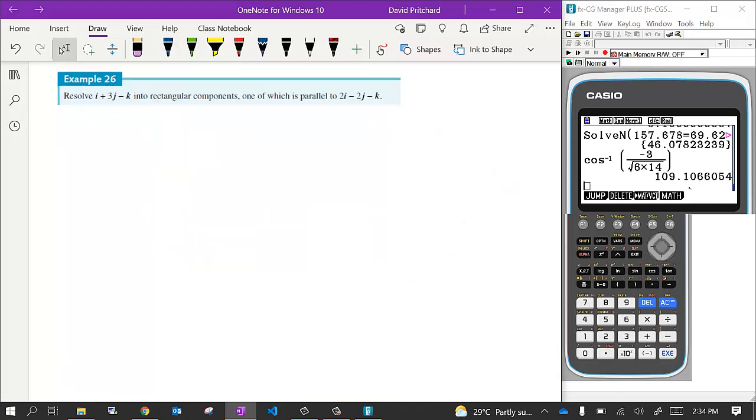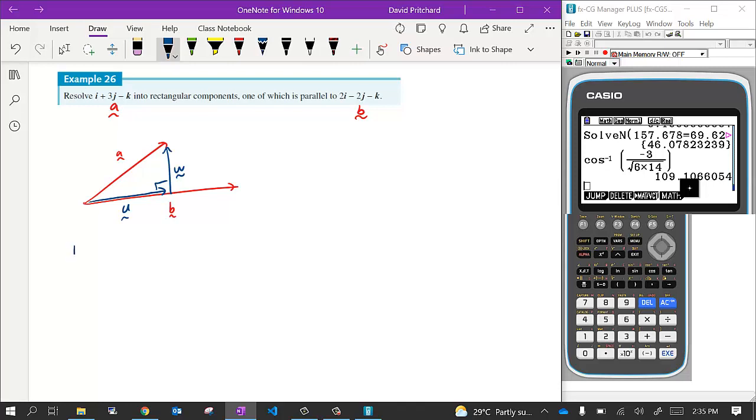Okay, so our last example is we're looking at resolving, we'll call this one A, into rectangular components, one of which is parallel to B. So this is just a tricky way of getting us to do a projection. We've got A and B, and we want the rectangular components. One of them, which is in direction of B, so that's our U here. And then right angle rectangular, we want another here. So we want to break A into rectangular components using B as a frame of reference.